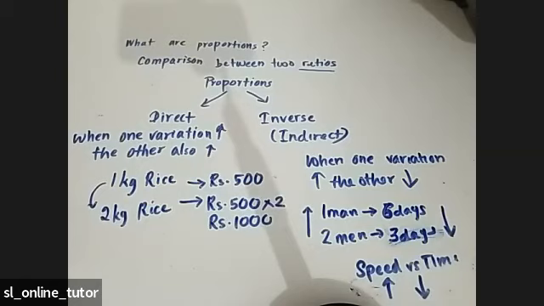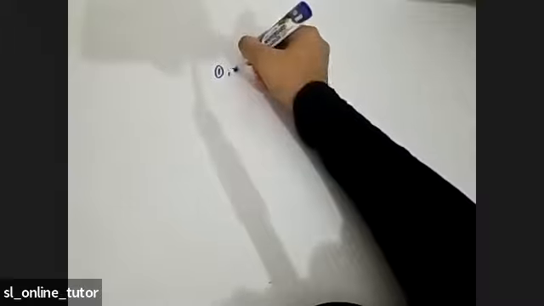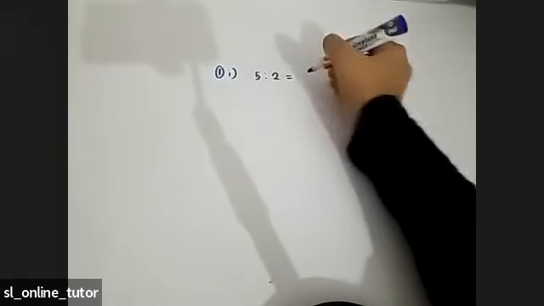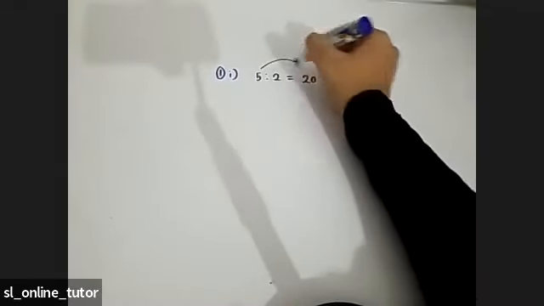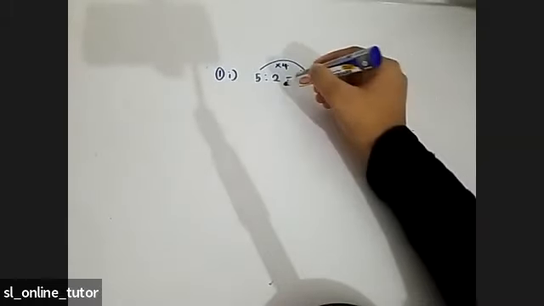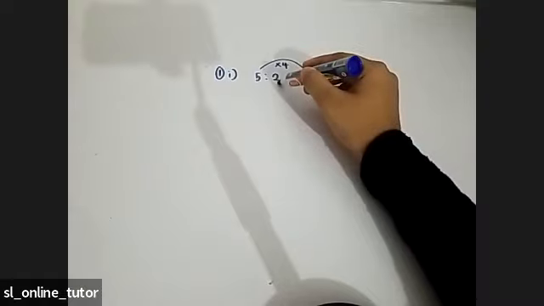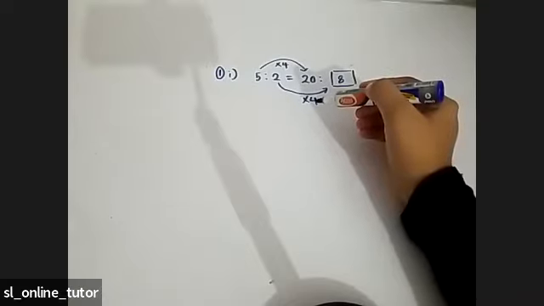In your review exercise, the first question is asking to find out the suitable number. So it's just like making equivalent ratios, what you have learned in your grade 8 class, right? Equivalent ratios. Let me remind you. Question number 1, Roman number 1. It says 5:2 equals 20:, an empty box. So how did 5 become 20? 5 multiplied by 4 is 20. So when you're making equivalent ratios, you have to multiply the same value for the second number as well. 2 multiplied by 4.